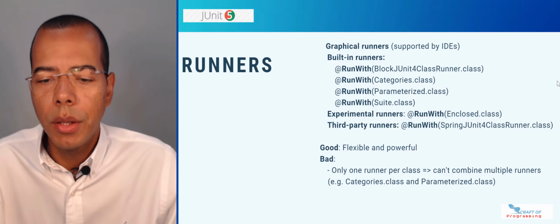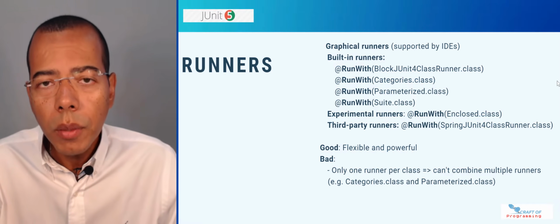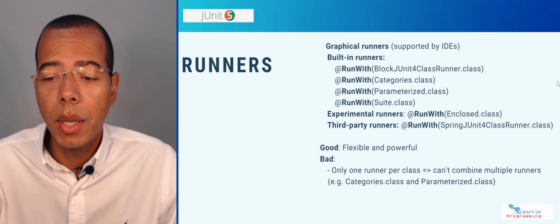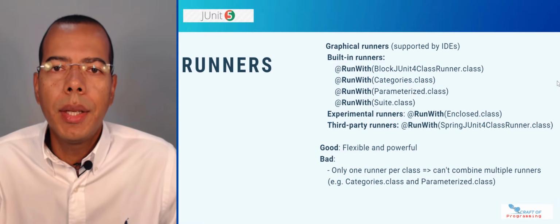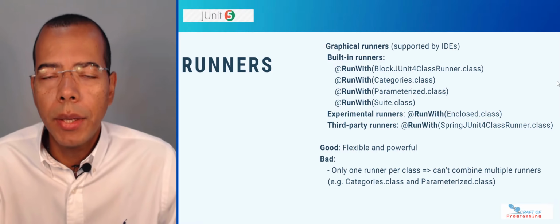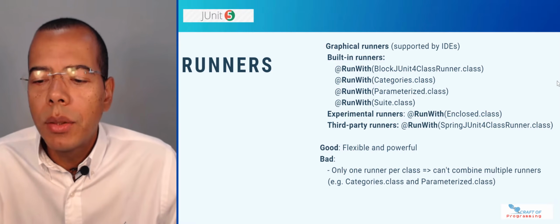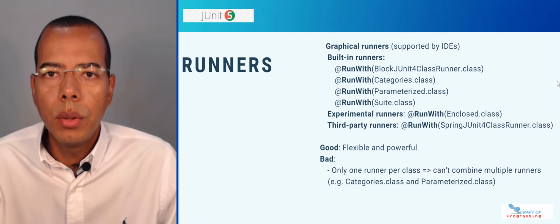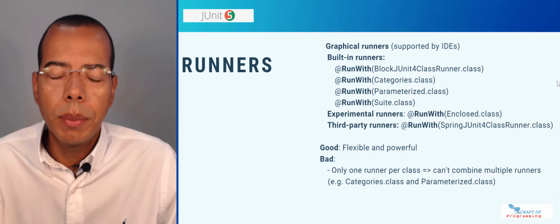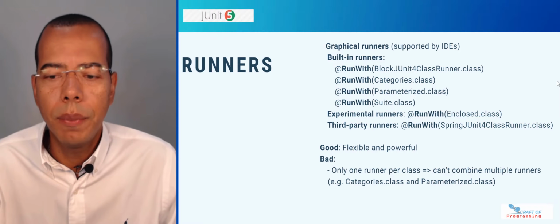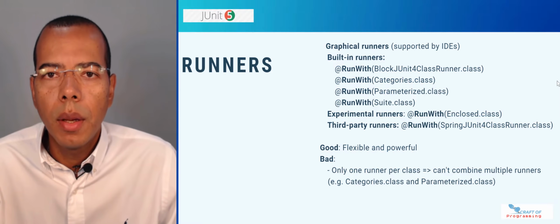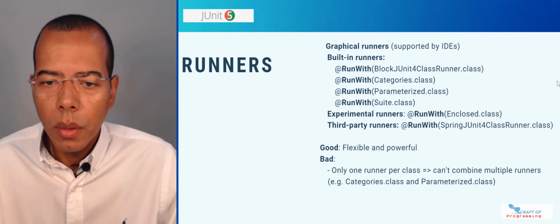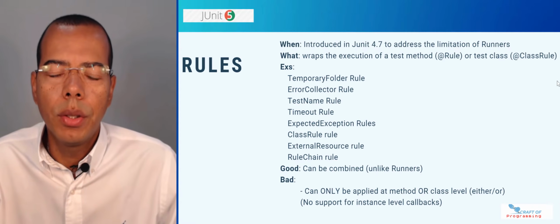But one big limitation was that you basically could only have one runner per class. So, for example, let's say that you want to use categories to filter certain tests, but you wanted to use parameterized tests as well. In JUnit 4, you couldn't do that because you could only have one runner per class, and both categories and parameterized tests are runners. So that was a big limitation of the runners.